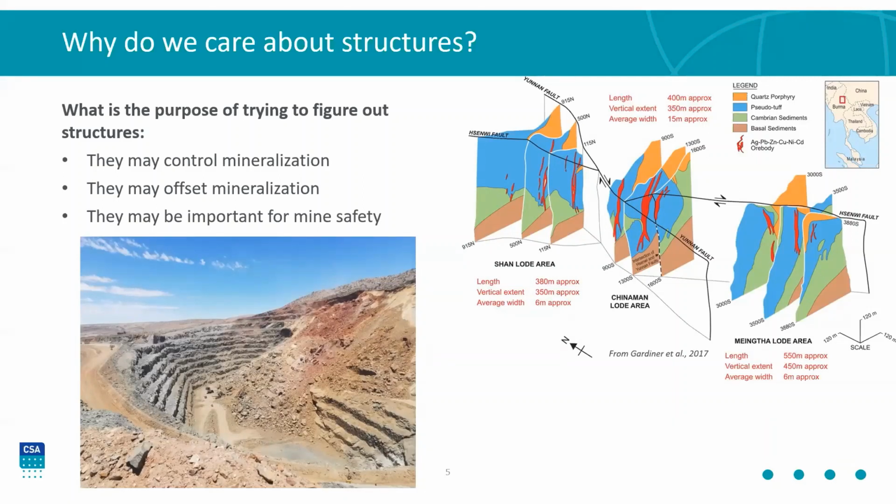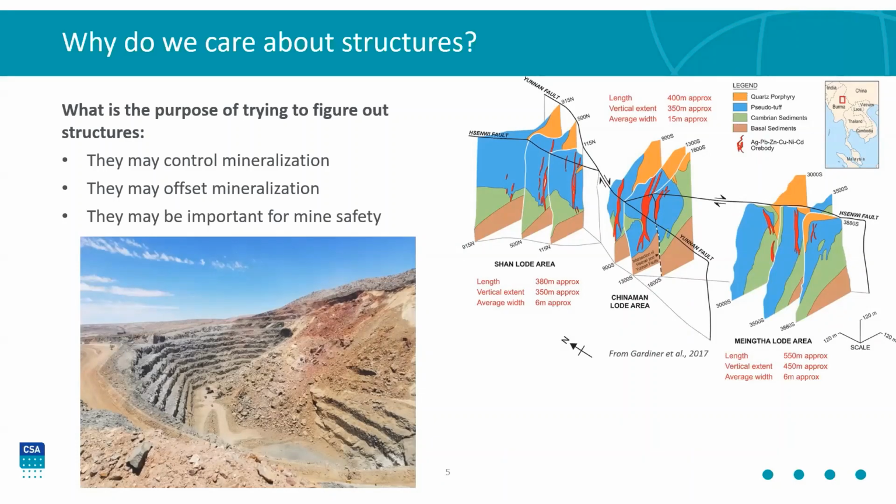They may also offset mineralization if they're younger structures, and so we might be trying to find out where our mineralized body has gone to. We also want to figure out which ones are important. There's generally a lot of different structures around. We want to know which ones are important, what are the characteristics of those important ones, and if we do know which ones are important, we want to try and find more of those important ones for mineralization or where other ones are that may have offset our ore body.